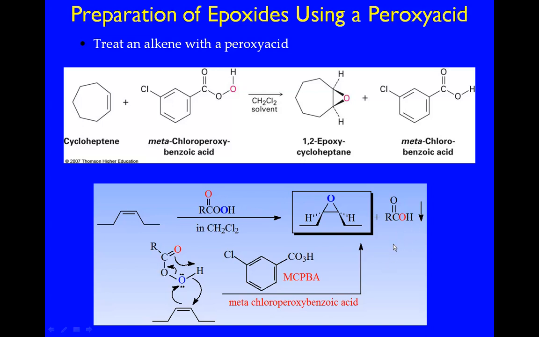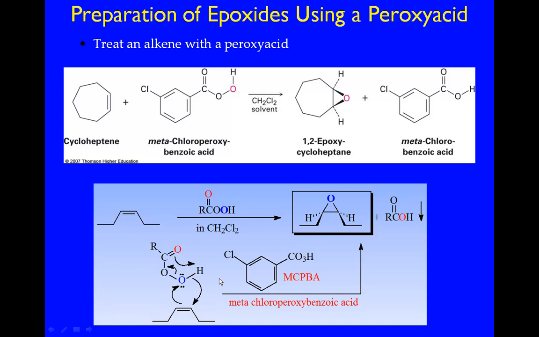We don't want to discuss too much about the mechanism here, but just to let you know that this undergoes a Prilezhaev butterfly mechanism. Prilezhaev is the scientist who came up with this mechanism the first time. So if you want to convert an alkene into an epoxide, you use peracid.